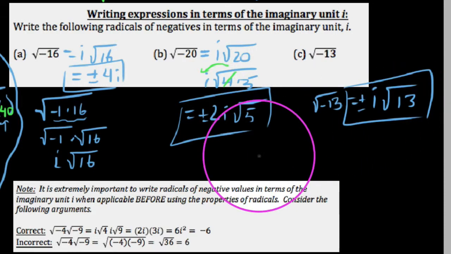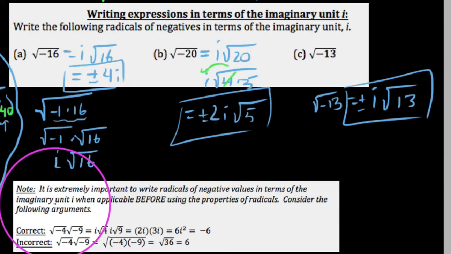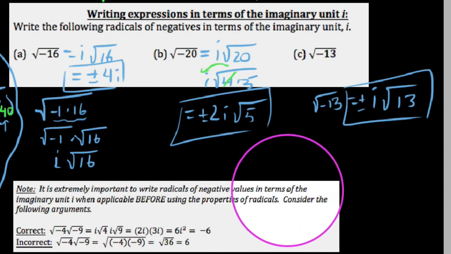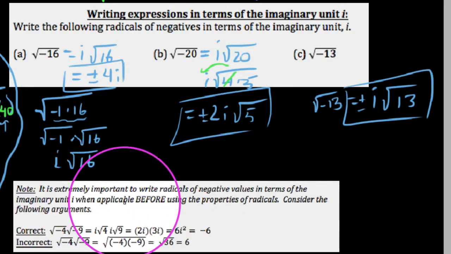Okay, so a few really quick things I want to mention before we end this video. First of all, it is extremely important to write radicals of negative values in terms of the imaginary unit i when applicable before using the properties of radicals. So I'll give a correct and an incorrect example of what I mean here.